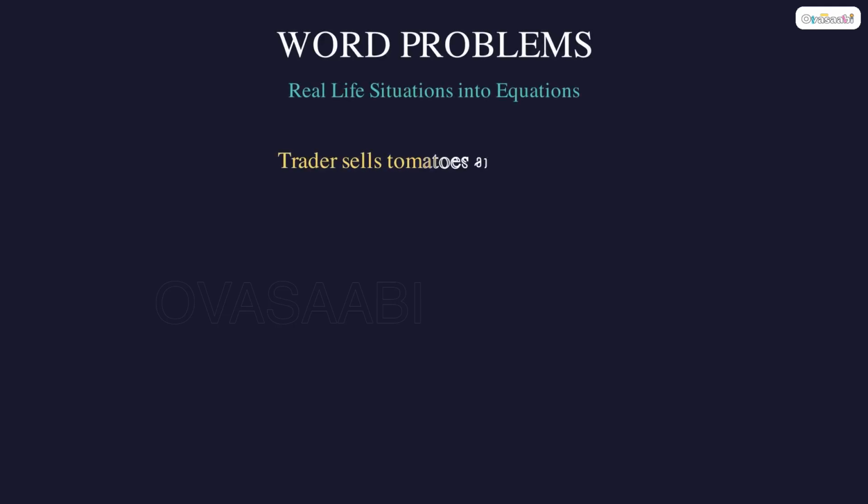A trader sells tomatoes and onions at the market. She makes 5,000 francs. But how many of each did she sell? Today, we turn real-life stories into equations.